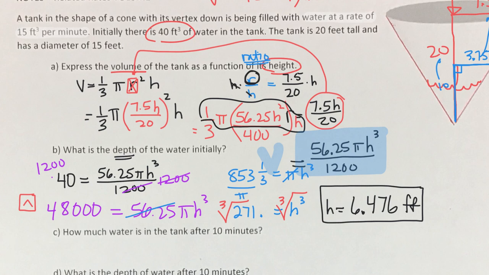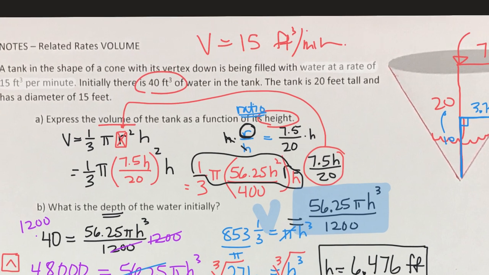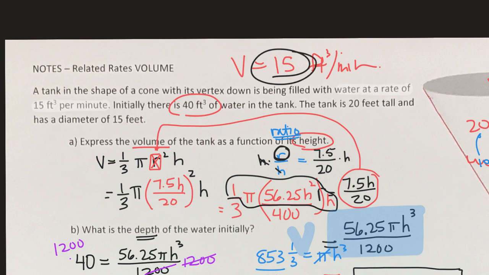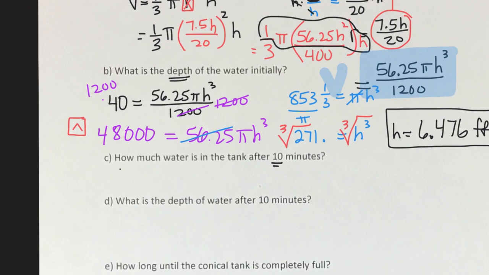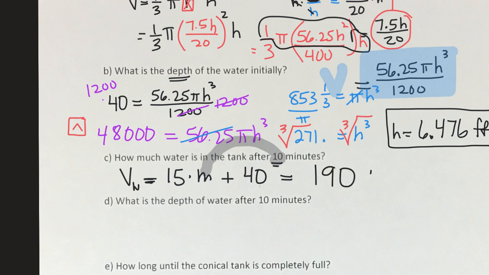Now, how much water is in the tank after 10 minutes? We have water going in at a rate of 15 cubic feet per minute. So the volume of water is 15 times m, where m stands for minutes, plus the initial 40 that's already in there. Don't forget about that beginning value of 40 cubic feet of water. I'm going to substitute 10 in for m. So 15 times 10 is 150. 150 plus 40 is 190 cubic feet of water.